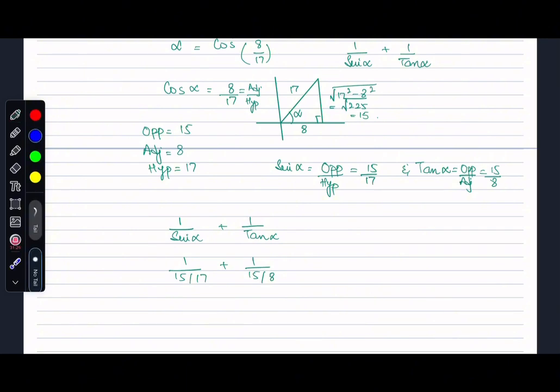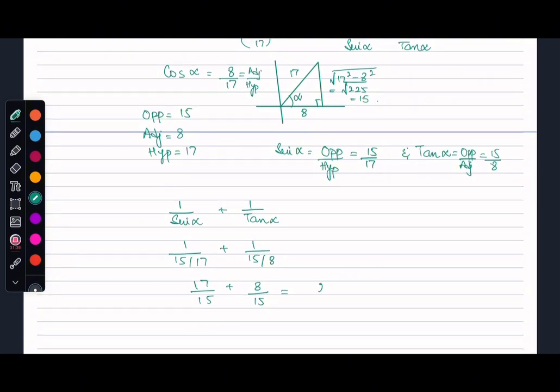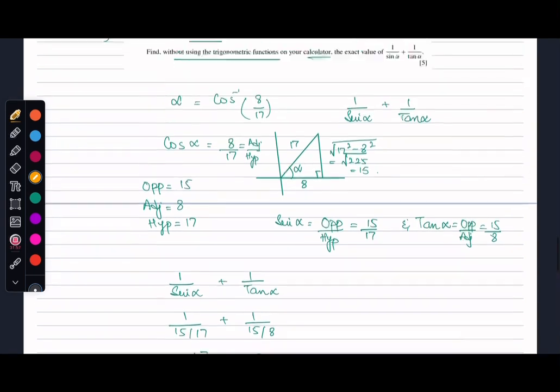So I can solve this equation and I can say it's 17 by 15 plus 8 by 15, or I can say it should be 17 plus 8, which then shall be equal to 25 by 15, and I can simplify and give the answer as 5 by 3, or further I can say it's 1 whole 2 by 3 here. So this is then going to be the answer for this question without using calculator.